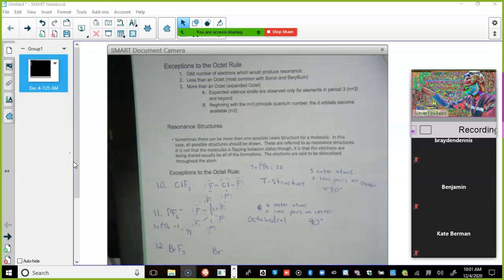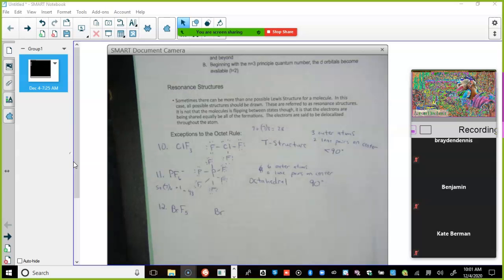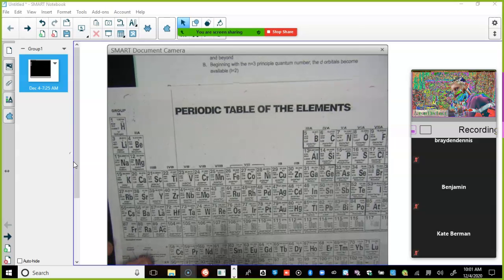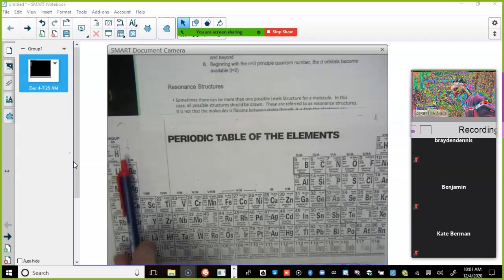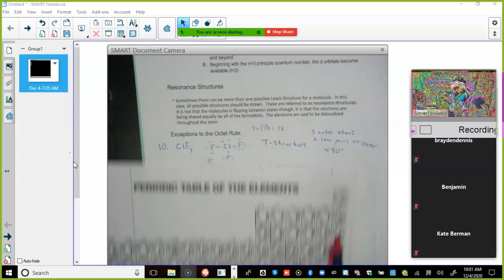We left off on one of the other sections on BrF5, and that was the cliffhanger. And we said that bromine is going to be the center because it's least prevalent. We got to figure out bromine. I know that's 7 valence electrons. How do I know that? Because it's 1, 2, 3, 4, 5, 6, 7. It's a halogen. What are we talking about? Bromine.